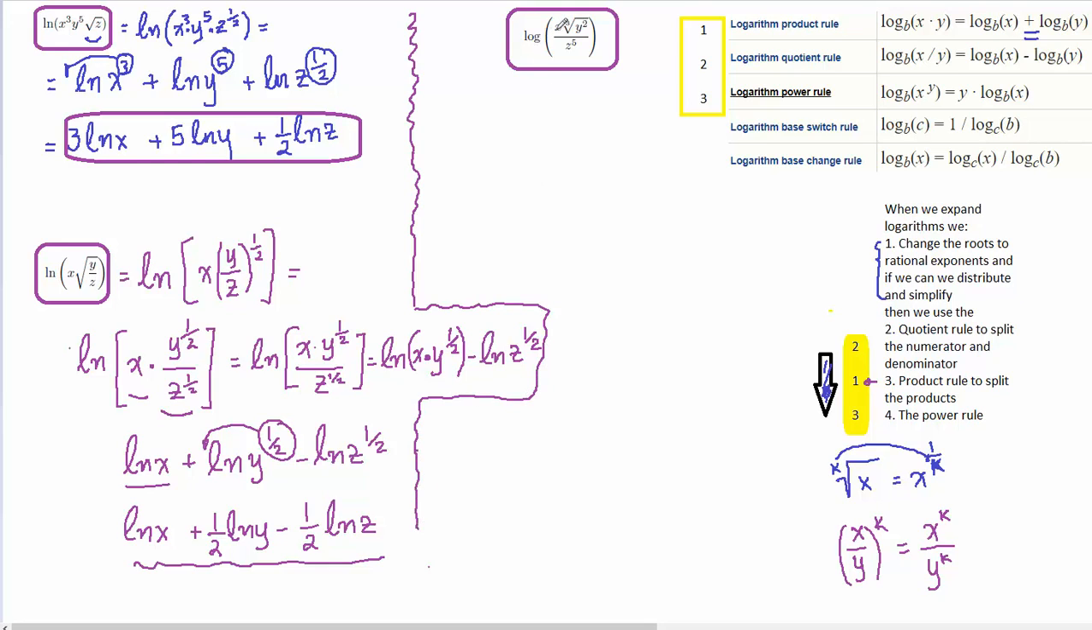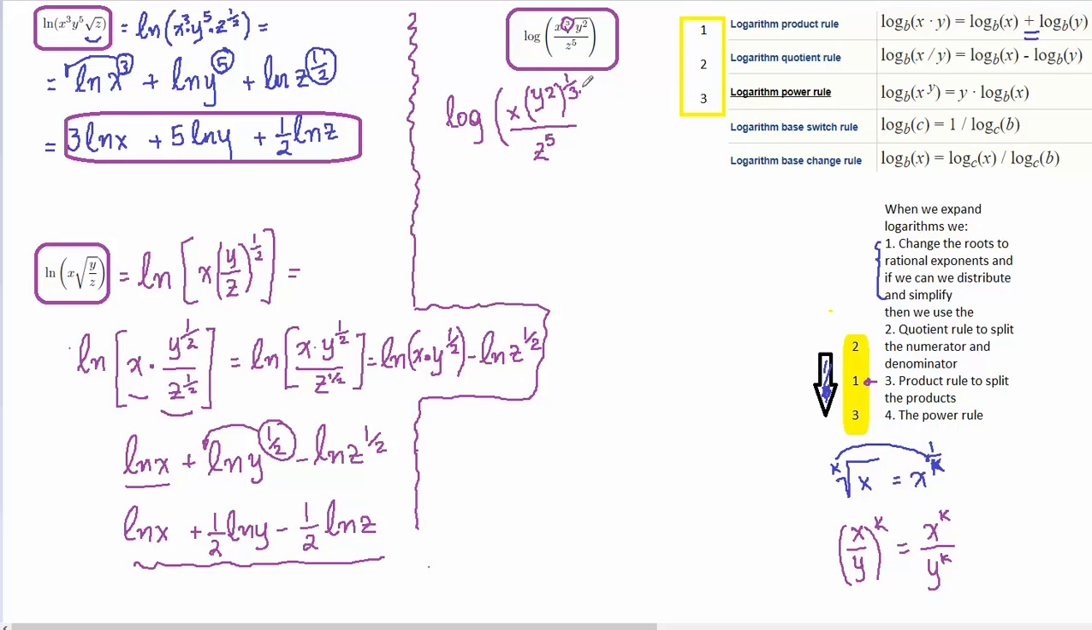Log of x times the third root of y squared, divided by z to the fifth. So I will first simplify the root. This root is a third order root, so this will change, and I will have y to the second to the 1/3. I'm going to change the radical right here into a rational exponent, and this will go to the denominator of the exponent, divided by z to the fifth.